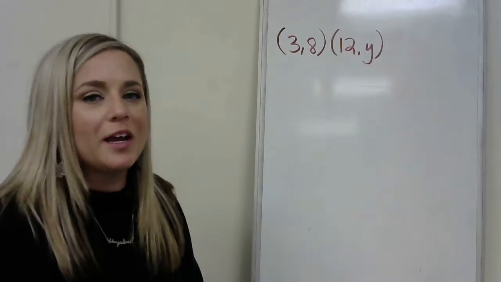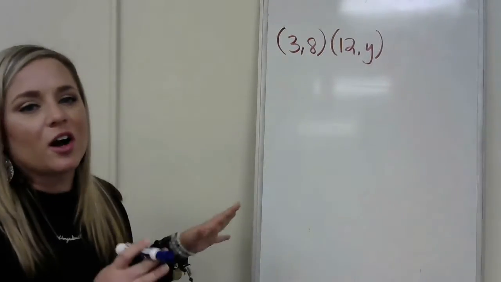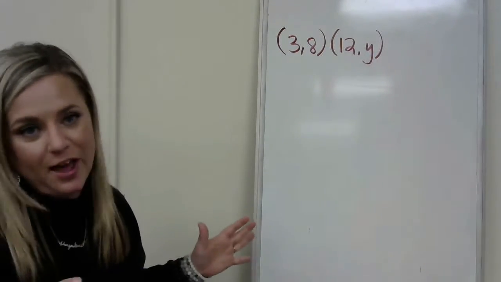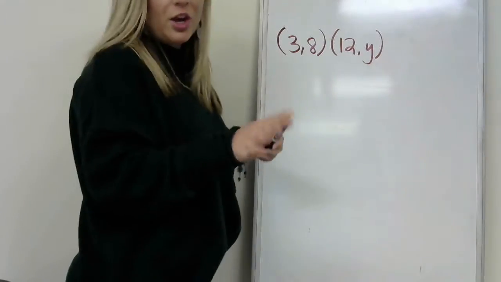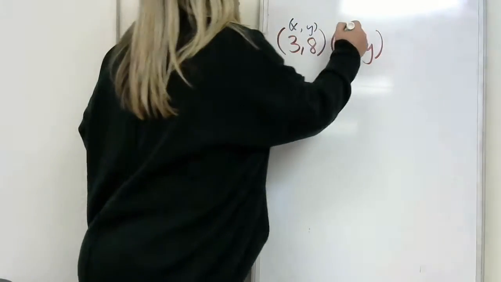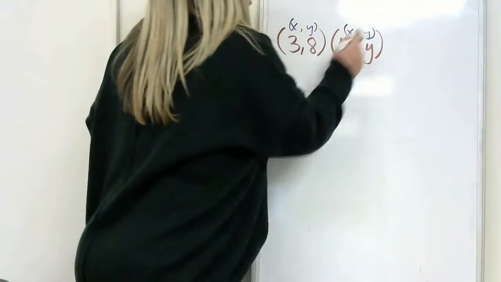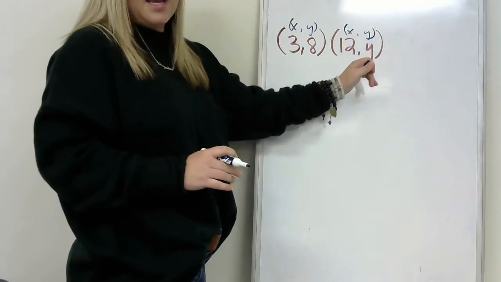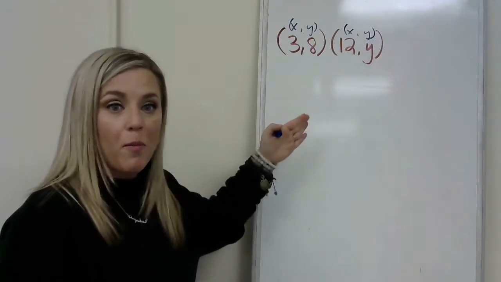All right, so here's the deal. Here is our constant rate of proportionality. So we have this, and we know that this is x, y, correct? And x, y. All right, so we don't know what this y is, and the way that we can solve that is by setting up a proportion.